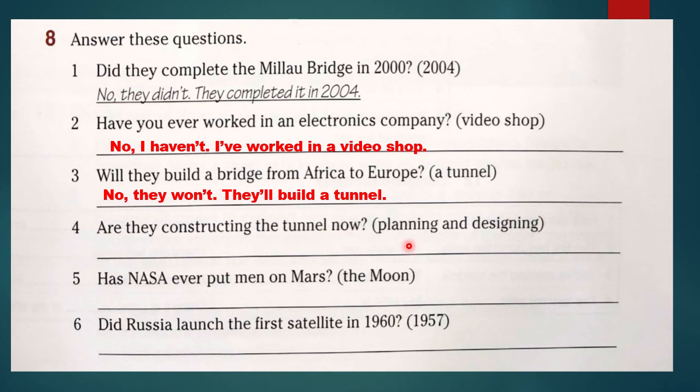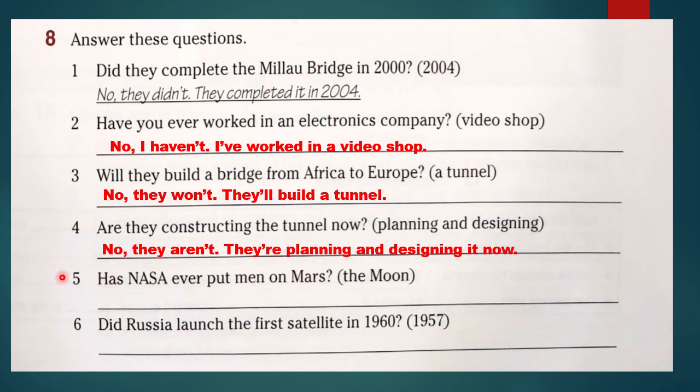You should. The answer is planning and designing, not constructing. They are still planning and designing. So are they constructing the tunnel now? No, they aren't. And here we use the short form of are not. They're planning and designing it now. So planning and designing, not constructing. Okay? Planning and designing. And here there is the short form of they are.